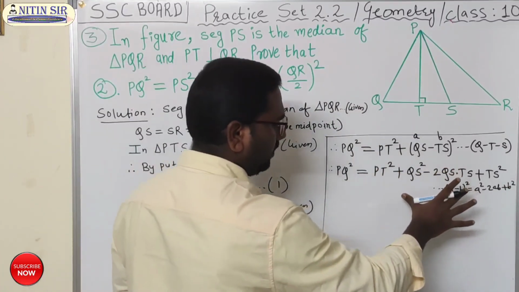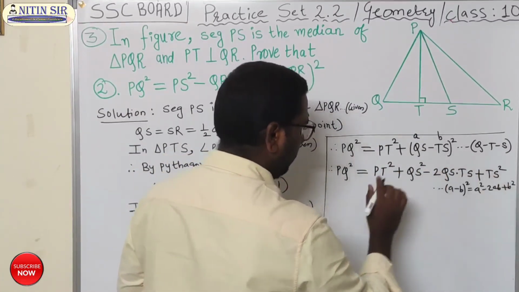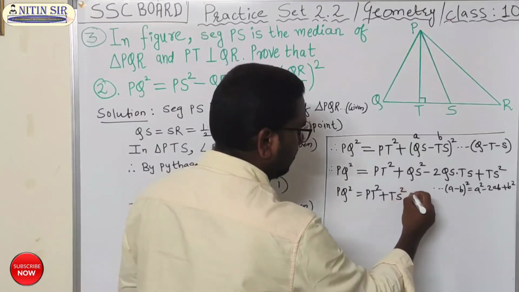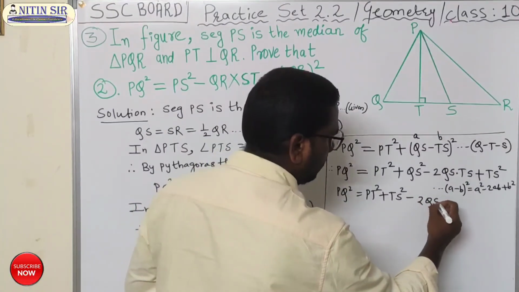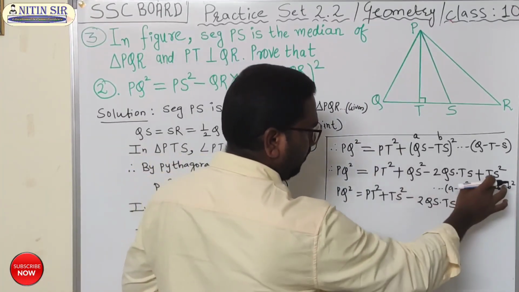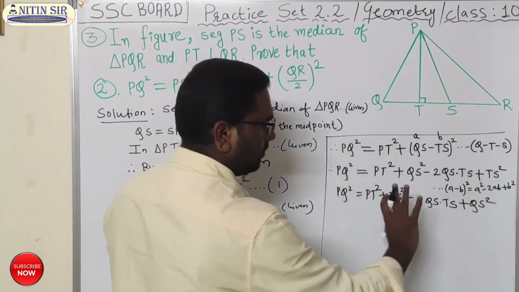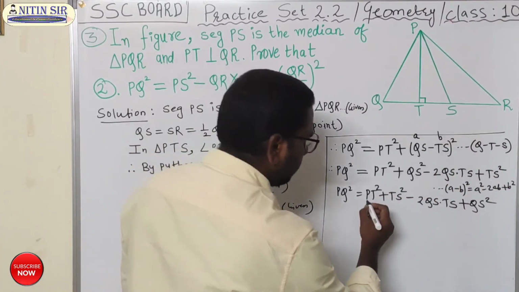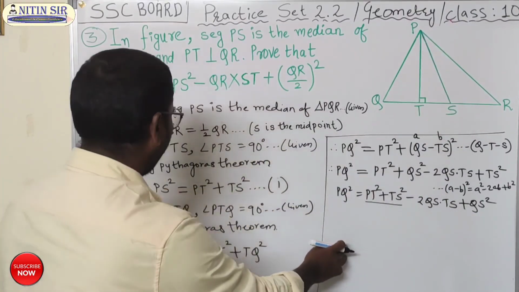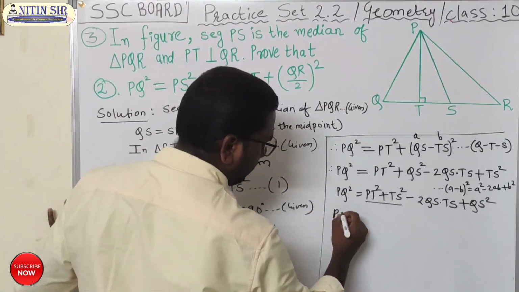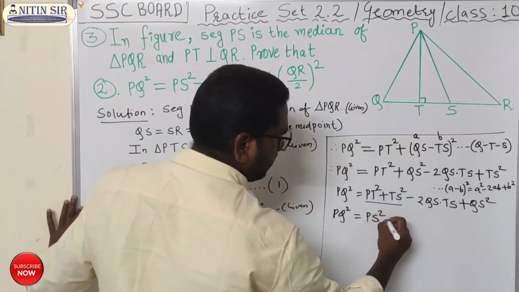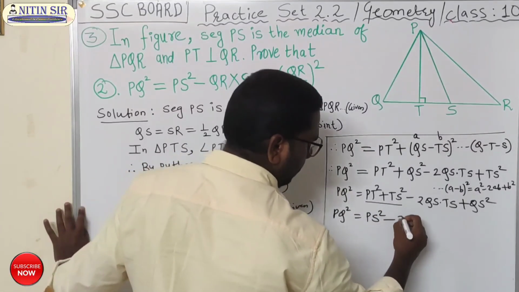Now we will arrange this equation: we will bring TS here and QS will go there. So PQ square is equal to PT square plus TS square, minus 2 QS into TS plus QS square. What we have done? We have taken TS here and QS has gone here. We only exchanged the arrangement. So PT plus TS, you got PS here in equation 1. So PQ square is equal to PT plus TS is PS, so PS square minus 2 QS.